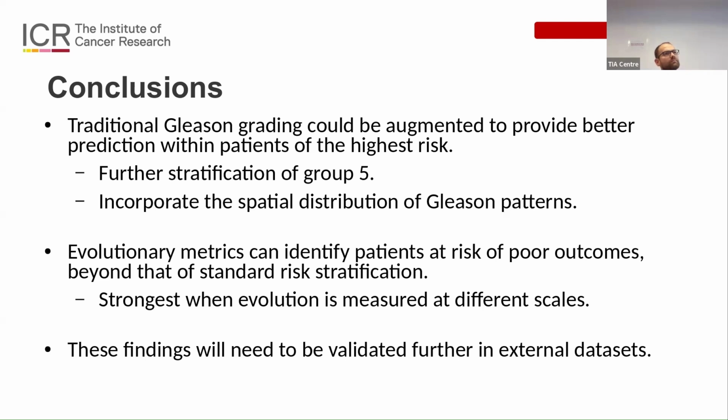But I think also this whole idea of using evolutionary metrics to predict, right at the point of diagnosis, which patients are more likely to go on to develop bad outcomes. So this goes from having a 50-50 risk to being able to say more about, okay, these are the patients who are most likely to develop a recurrence and go on to develop metastasis. It appears that that's a promising direction that should be pursued further. And I think it's strongest when evolution is measured at different scales and from different angles.